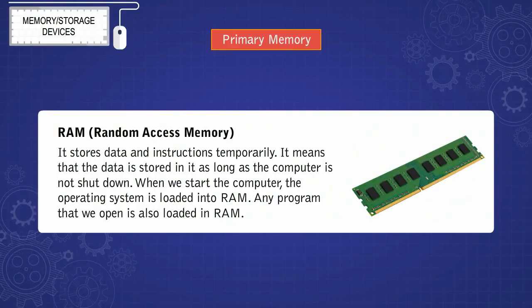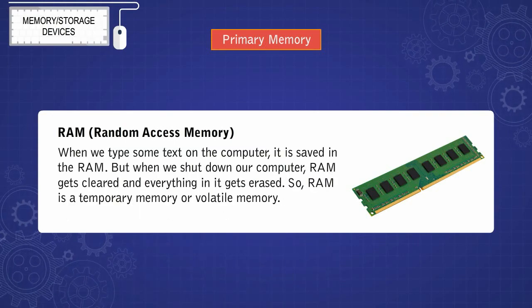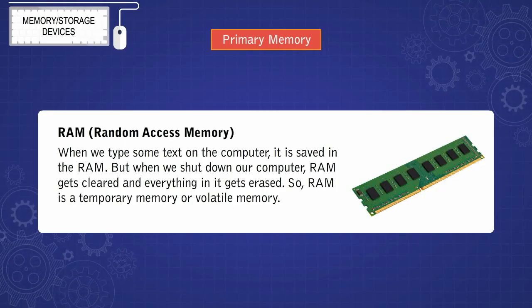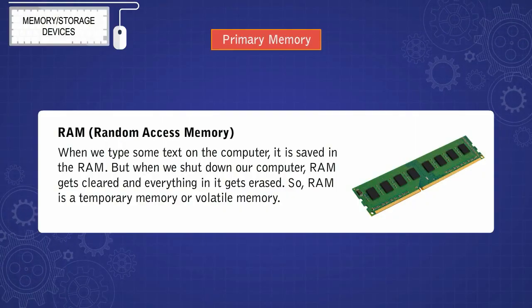RAM, random access memory. It stores data and instructions temporarily. It means that the data is stored in it as long as the computer is not shut down. When we start the computer, the operating system is loaded into RAM. Any program that we open is also loaded in RAM. When we type some text on the computer, it is saved in the RAM. But when we shut down our computer, RAM gets cleared and everything in it gets erased. So RAM is a temporary memory or volatile memory.